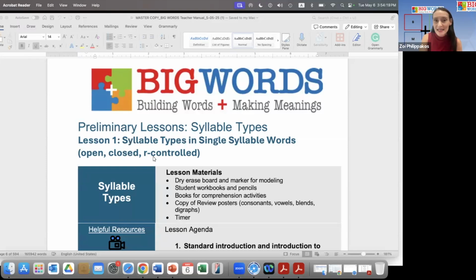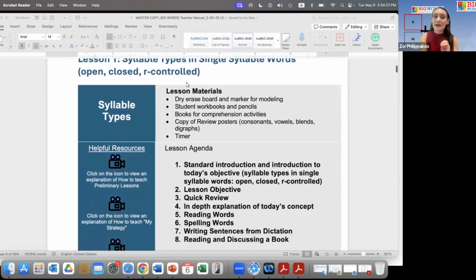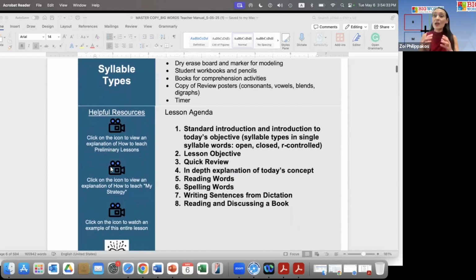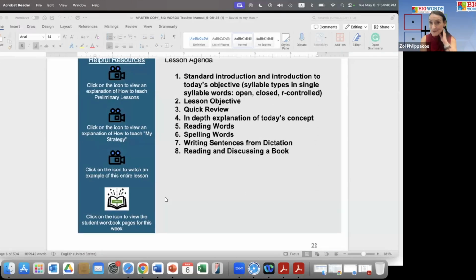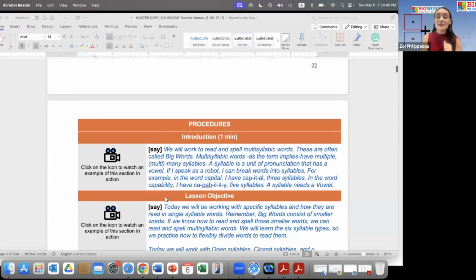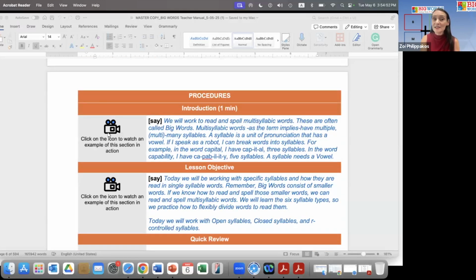In the first lesson, we provide three: we are working open, closed, and R-controlled. As you can see in the lesson, we provide you with a list of the materials you will use and the agenda that you will have. These links help you remember as you're teaching. First, if you would like to remember what syllables are, what it means to work with syllables. Then the rest will explain how to teach the strategy, if you don't remember how to do the reading or spelling strategy and you need a quick recall. And then these little videos give you specific links to the actual lessons. So how will you teach the lesson?